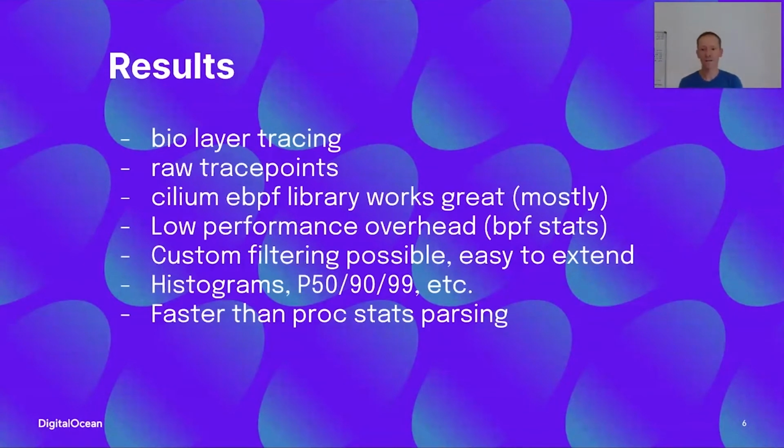So to summarize, as I already said, we do tracing on the block I/O layer. We use raw trace points. We decided to use Cilium eBPF, which worked greatly. We measured that the performance overhead is quite low using eBPF stats. We do have a possibility for custom filters, and it's easy to extend the eBPF code. And it's also faster than parsing procfs.